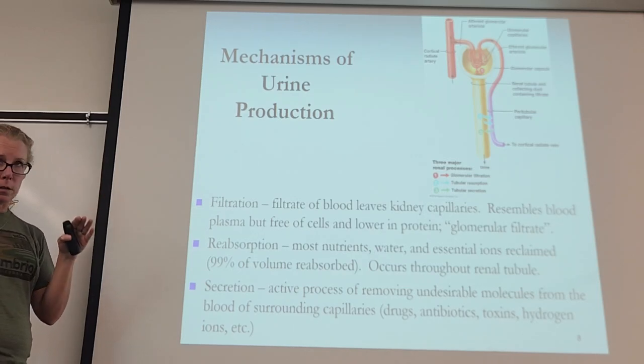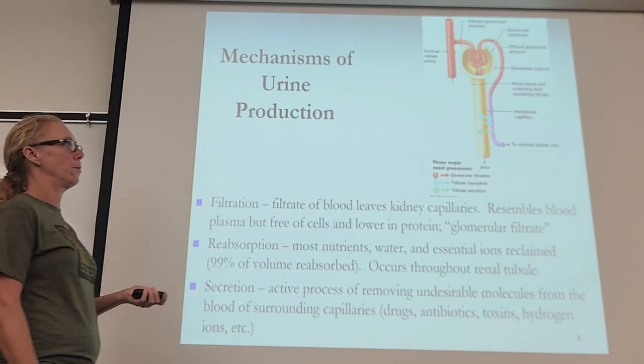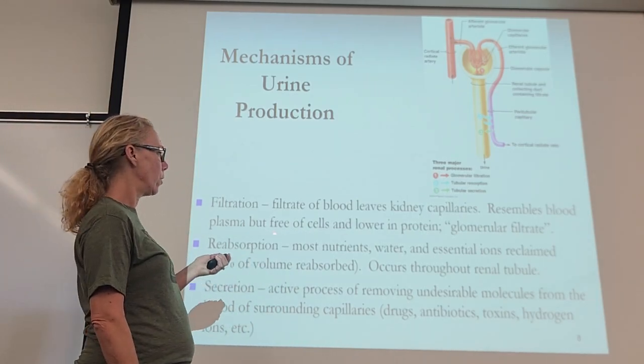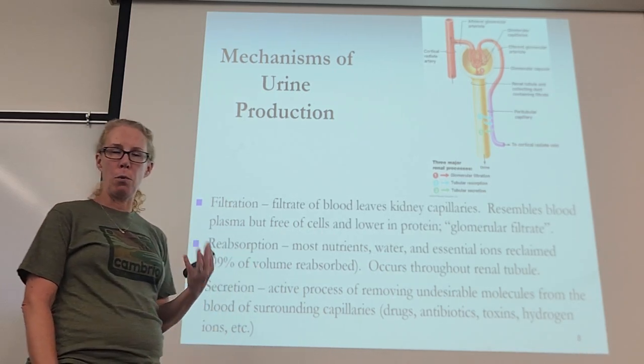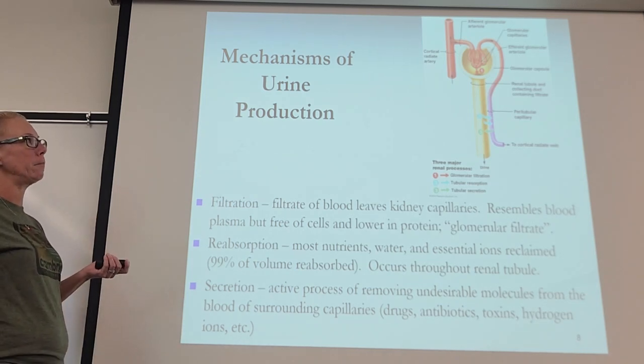It's not the same consistency of your blood, but it is a derivative of your plasma, okay? So you're gonna have lower protein, and you're not gonna have cells in it. You're not gonna have white blood cells, red blood cells. You don't wanna filter those out. You still need those. Okay, so you're filtering out water, you're filtering out chloride, magnesium, sulfur, whatever other ions, okay? Sodium, okay, potassium, right? That's what you're filtering, okay?